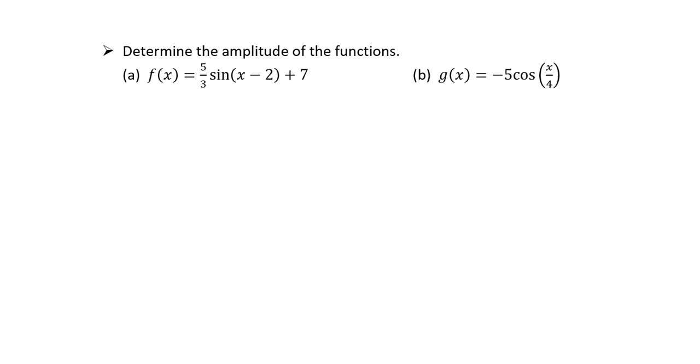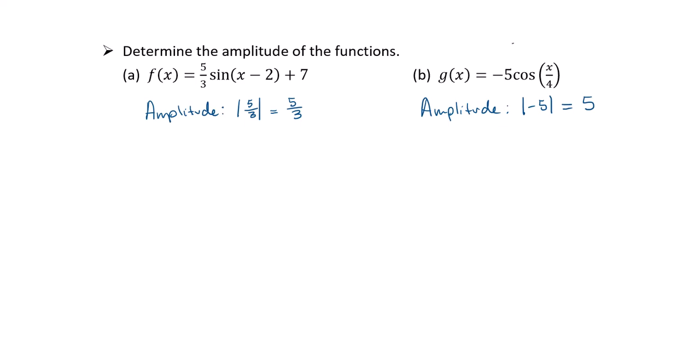Determine the amplitude of the functions. f of x equals 5/3 sine of (x minus 2) plus 7. The amplitude is going to be the absolute value of a, which is 5/3, and the absolute value of 5/3 is 5/3. For g of x, a is -5, so our amplitude is the absolute value of -5, which is 5.